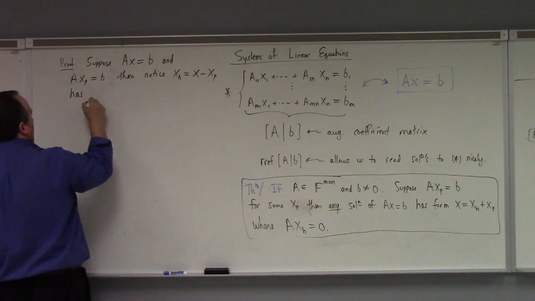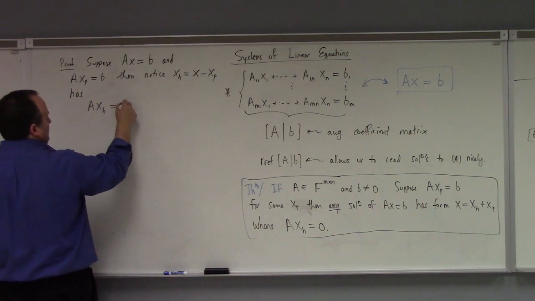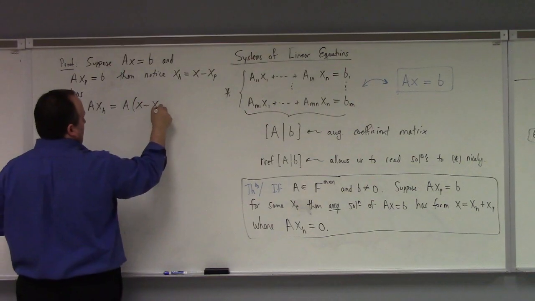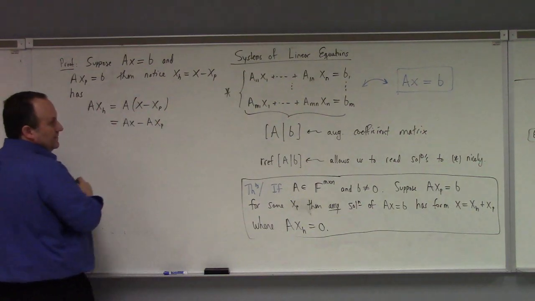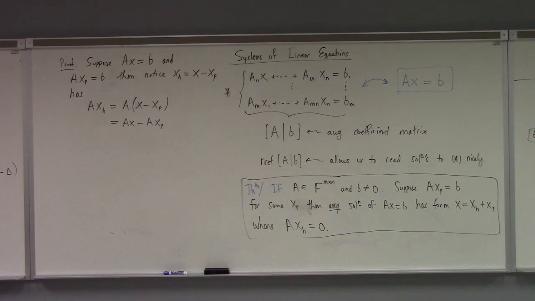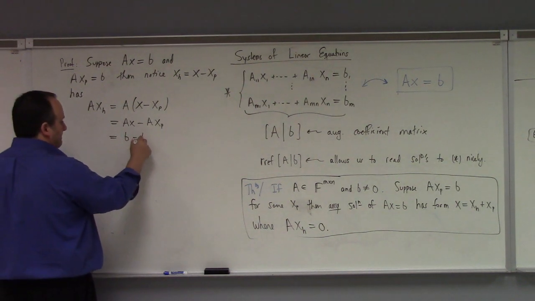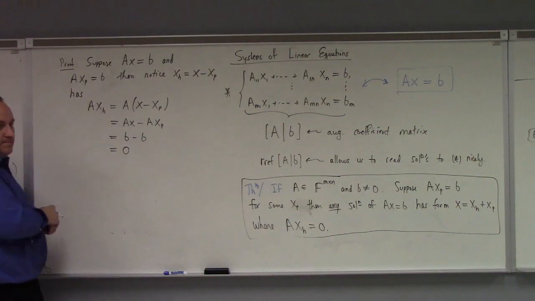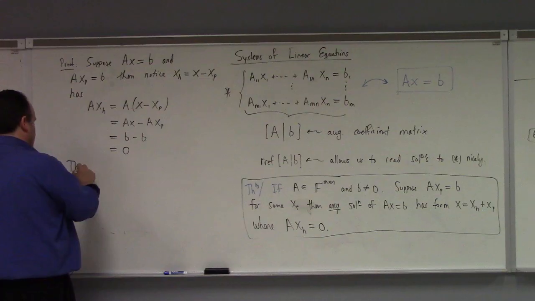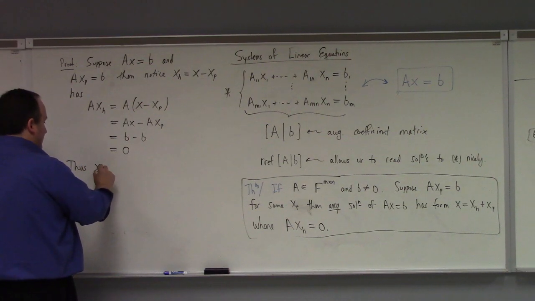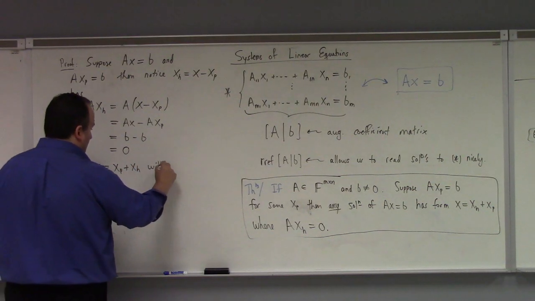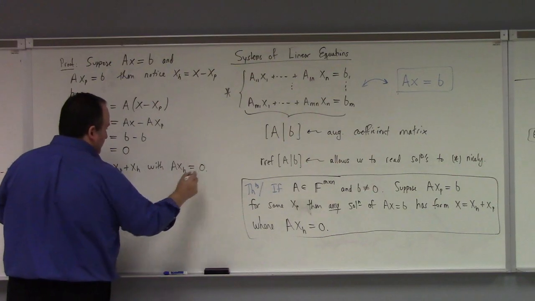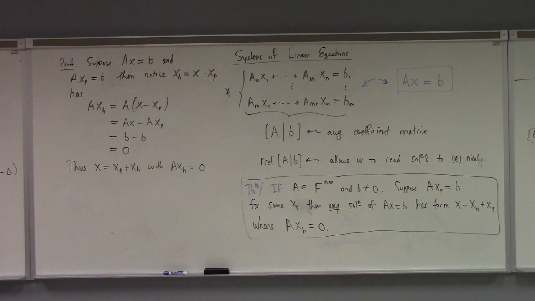A times xh equals A times (x minus xp), by properties of matrix multiplication, Ax minus Axp, yeah? Hey, but that's b minus b, is it not? By assumption, which is 0. Thus, x is equal to xp plus xh with Axh equal to 0.